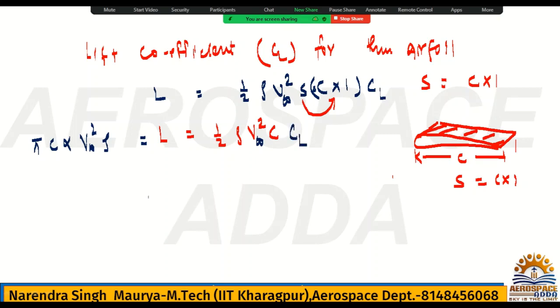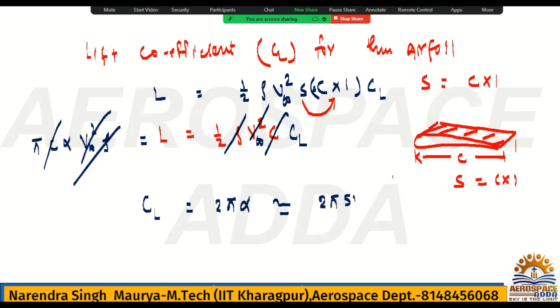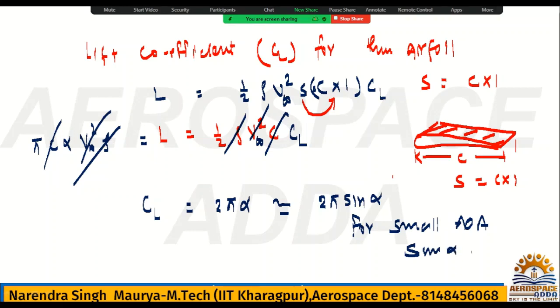Yes or no? So what will be the CL? Calculate it. It is nothing but 2 pi alpha. Check, all values will be cancelled out here. Chord to chord cancel out. CL you may get 2 pi alpha. So actually it was 2 pi sin alpha, but for small angle of attack, sin alpha was approximated to alpha. Hence, what is the lift coefficient? 2 pi alpha.